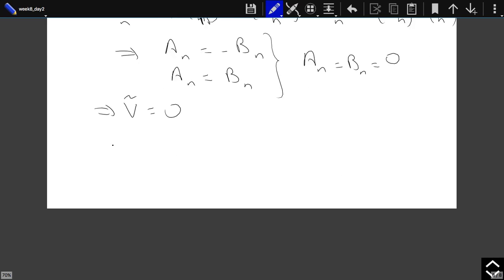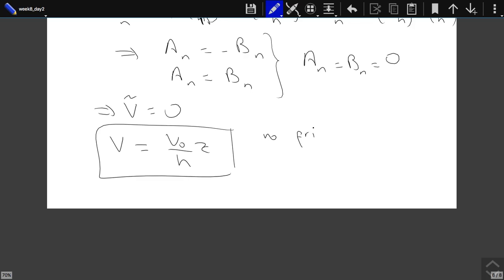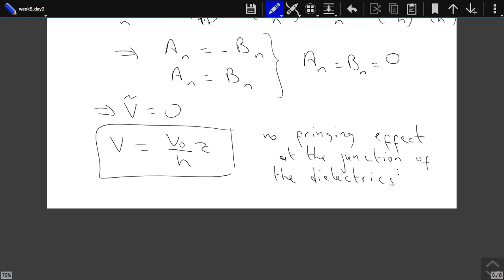This tells me that V is equal to V0 over h z. No fringing effects at the junction. So there are no fringing effects there. The only cause of the force is at the edge, it seems.